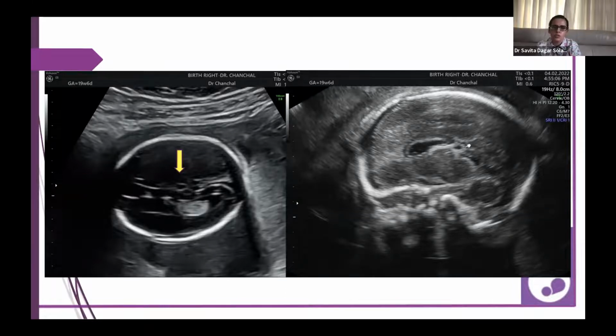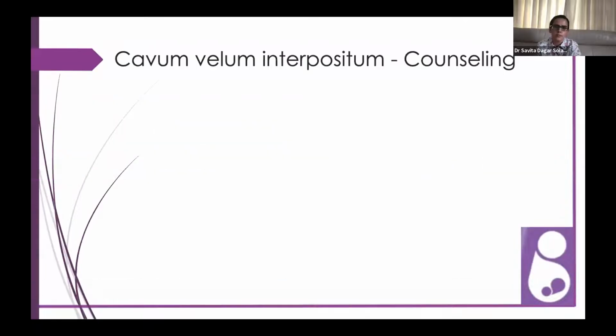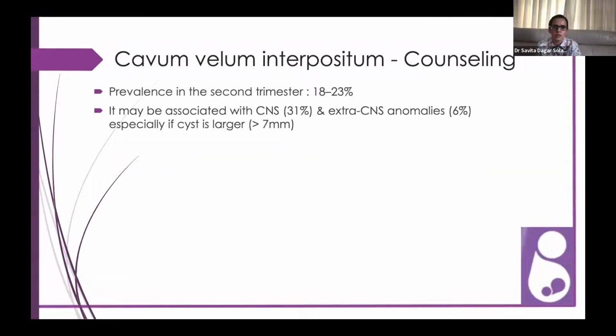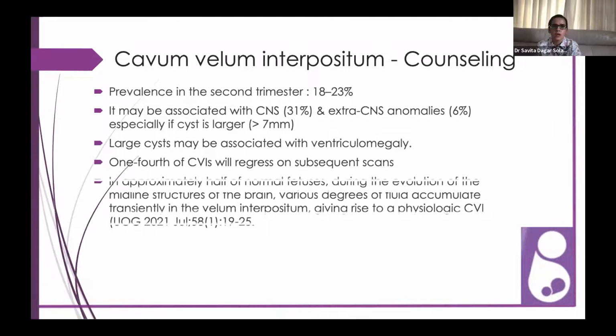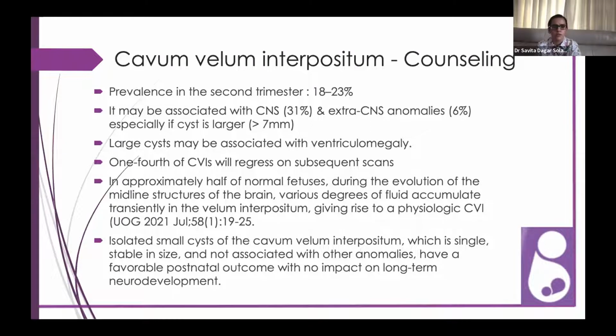And usually in such a case, we like to do a detailed neurosonogram and look at a detailed anomaly scan. Most of these are a normal variant, and they usually resolve in subsequent scans up to 4 to 6 weeks. In isolated cases, the outcome is very good.